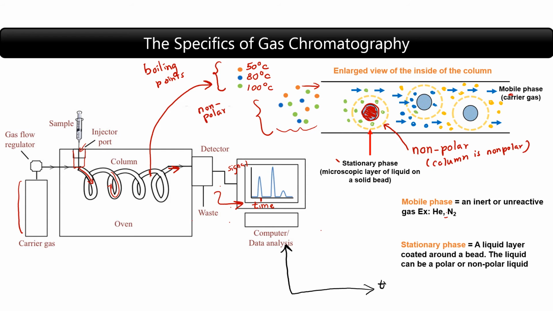for time in minutes, where's the signal? Here's the baseline. We will first see the orange molecule exit the column. Then we'll see the blue molecule exit the column. And then we'll see the green molecule exit the column. And these specific times that they exit the column are called the retention time.